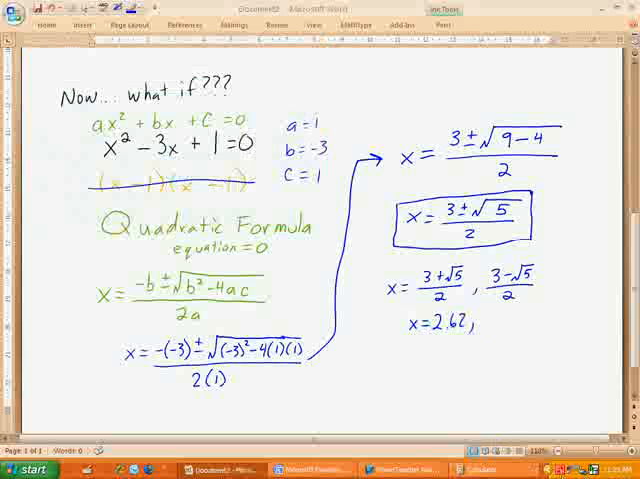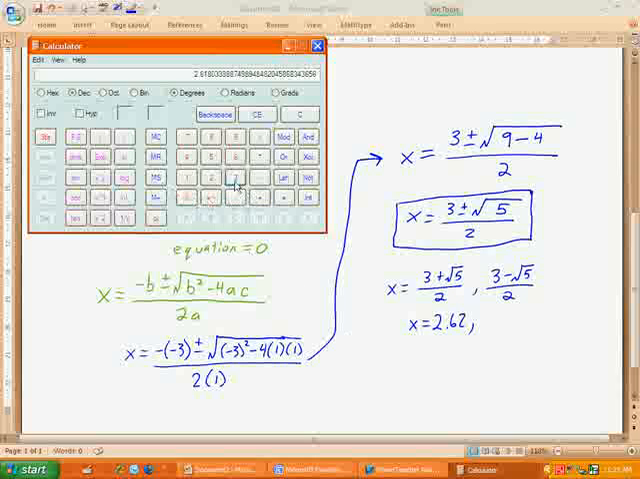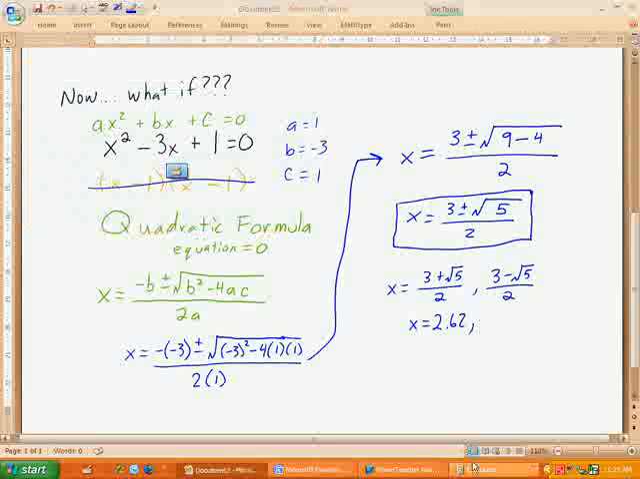And then the other one will be, we'll clear it, 3 minus the square root of 5, equals, divided by 2. And that will give me 0.381, or just 0.38 is fine.